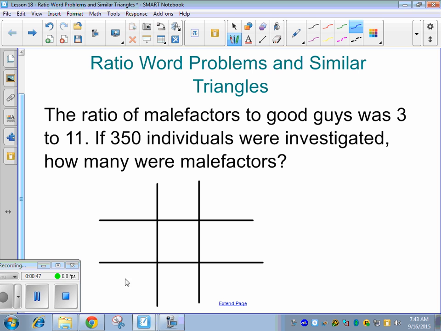Ethan? Malefactors, good guys. Malefactors, good guys, total. Okay? And down the middle, we always put the ratio. And down this column, we put the actual. All right, so who could tell me what to put down the middle column here? Raina?